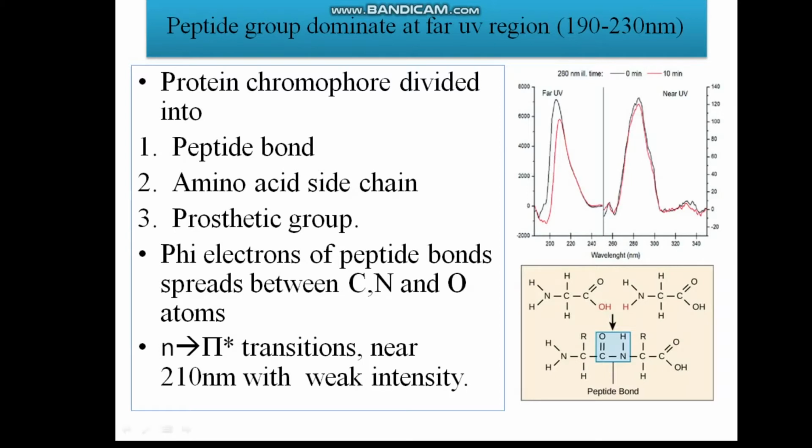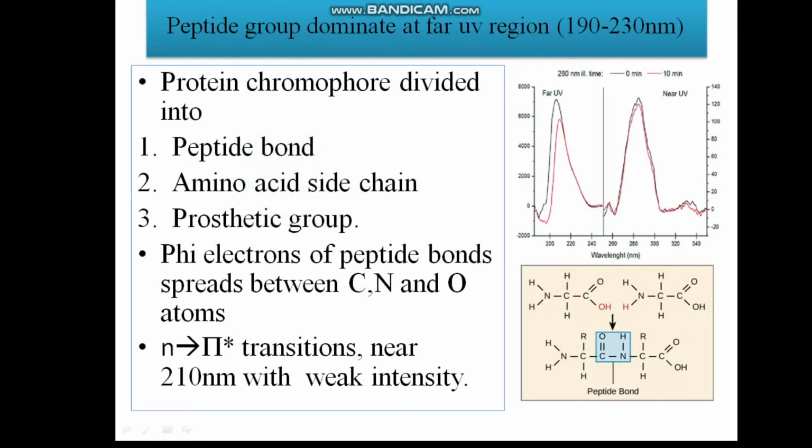Now, how to go further? We can understand the chromophore in three ways: assuming the chromophore as the peptide bond itself, or considering the amino acid side chain residue, or the prosthetic group. These are the three important groups which are attributed as chromophores, which show significant absorption in the UV spectrum. Let's focus our attention on the peptide bond.